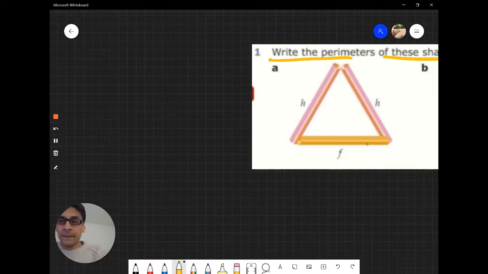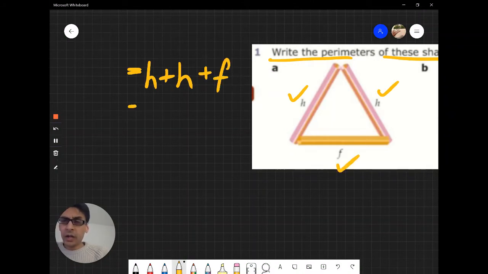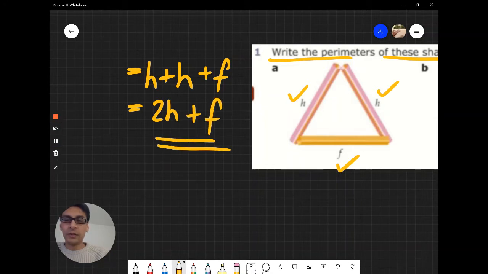So I can see I'm going to write H plus, so I'm going to tick off the first H, and then there's another H, and then plus, and then there's an F there. So we're going to collect the terms which are alike, so I can see the H's are alike, so it's going to be 2H plus F. And that's your answer. That's the perimeter of this shape. Hopefully you know it's a triangle.